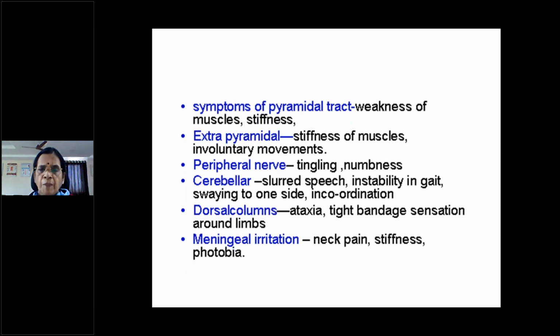So if the patient complains, I'm not able to walk properly, I'm falling to one side or the other, and there is speech abnormality, that means there is involvement of the cerebellar system. Other symptoms are also there. Mainly these symptoms suggest cerebellar involvement.